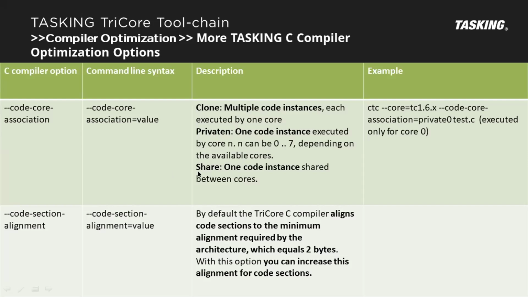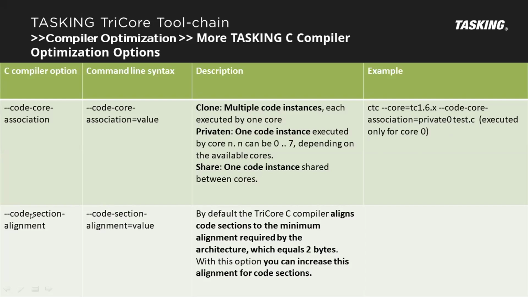And for this third option here, that's called share. So there will be one code instance that will be executed or shared between all the cores that exist on your hardware. So here, for example, I am assigning this private zero. That means this code instance will be executed only on core number 0, right? So core number 1 and core number 2 will not execute any of this code because they don't have any access to it.